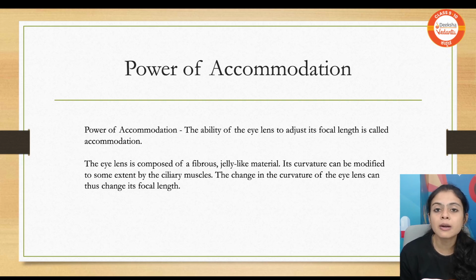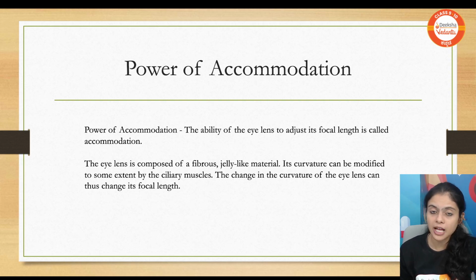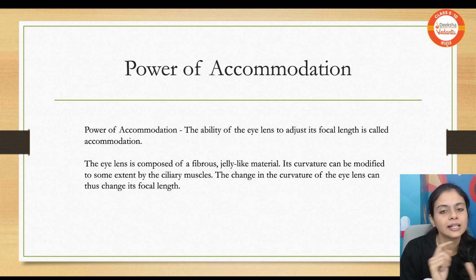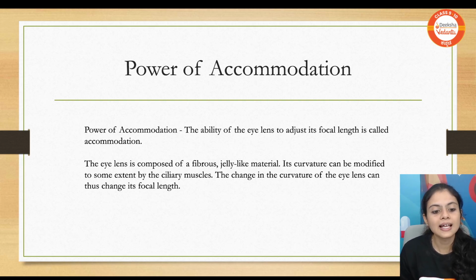So moving forward, power of accommodation. What is the power of accommodation? The ability of our eye lens to adjust the focal length. Sometimes we'll be seeing far objects and sometimes near objects. So the focal length has to be adjusted and it is done by the lens. This is nothing but the power of accommodation. The lens is composed of a fibrous, jelly-like material.